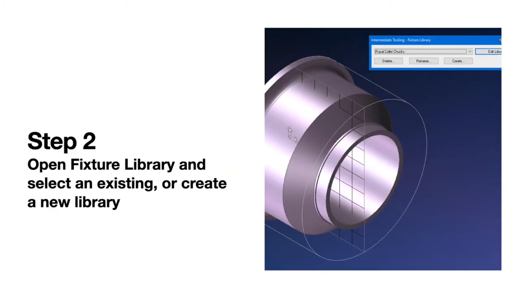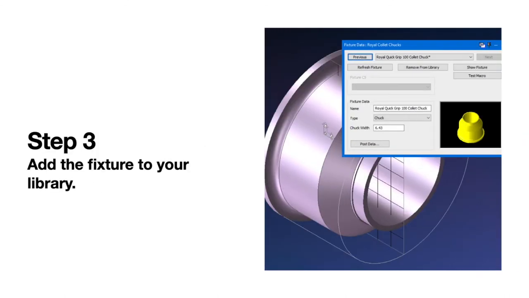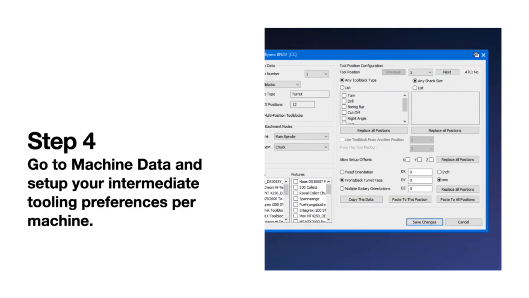Step number two, open the fixture library and select an existing or create a new library. Using the accompanying video, add the fixture to your library. Step number four, go to machine data and set up your intermediate tooling preferences per machine. Multiple machines may share intermediate tooling data.